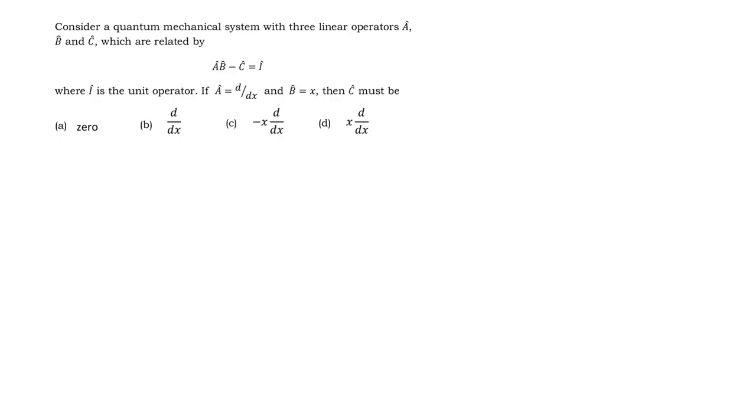This question was asked in TIFR. Okay, so this says consider a quantum mechanical system with three linear operators A, B, and C, which are related by AB minus C equal to I. Now, I is the unit operator, and A is given, B is given, C must be found out.